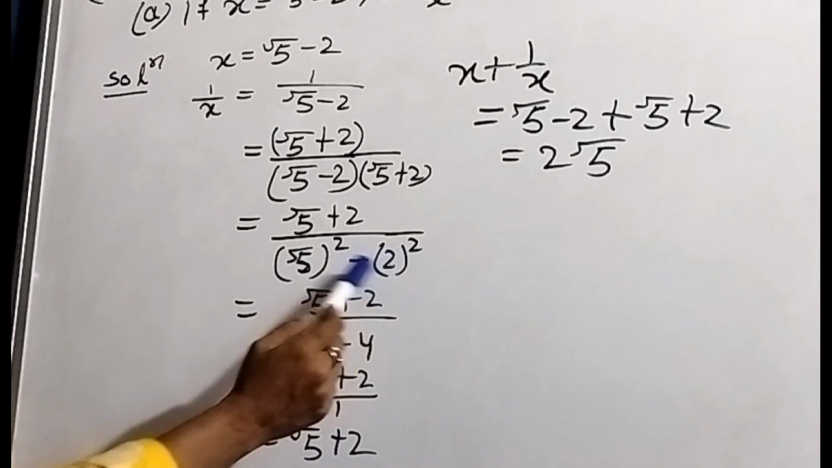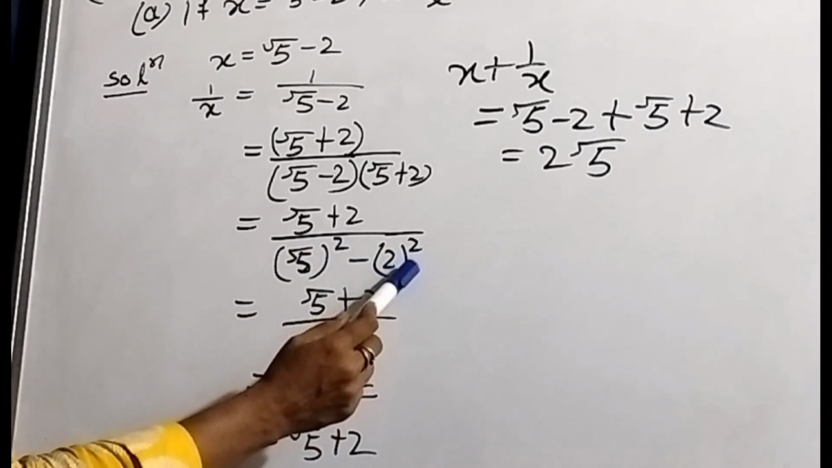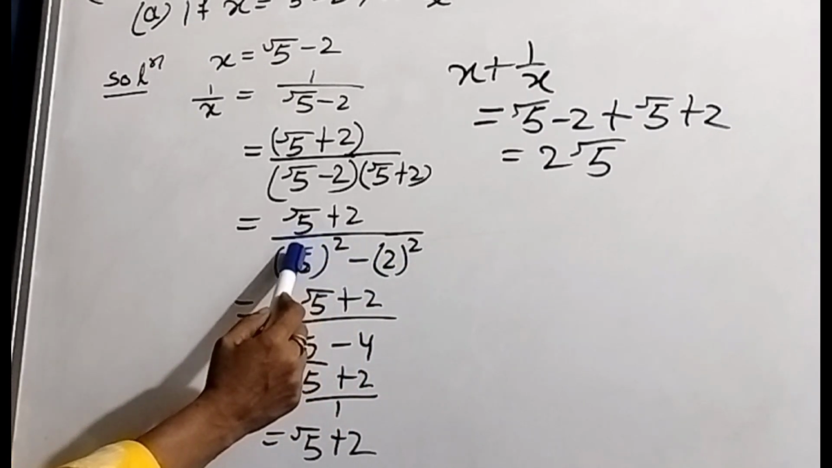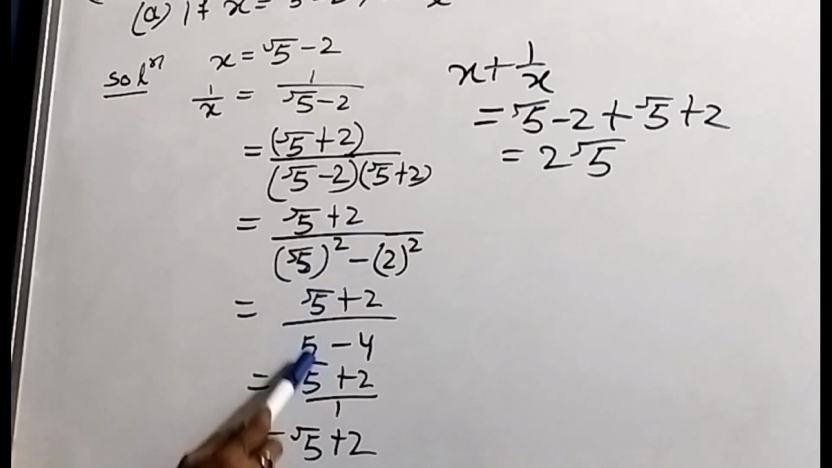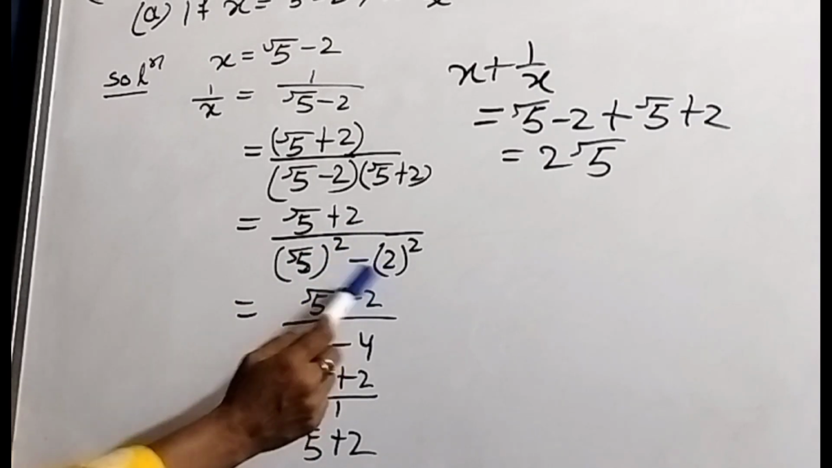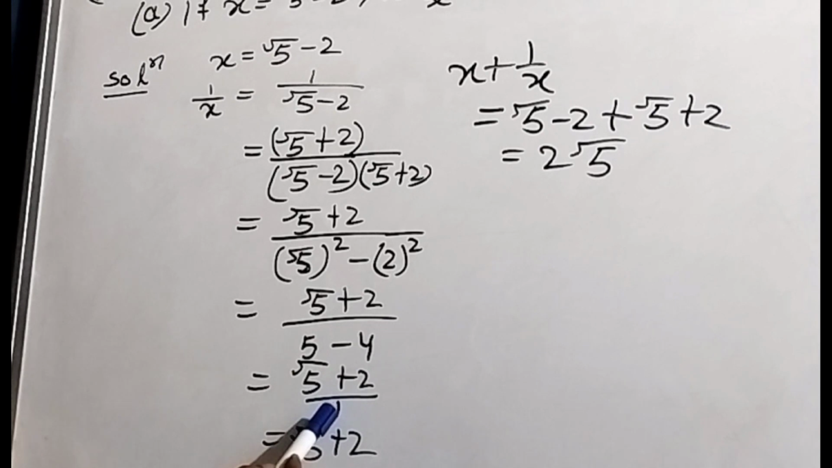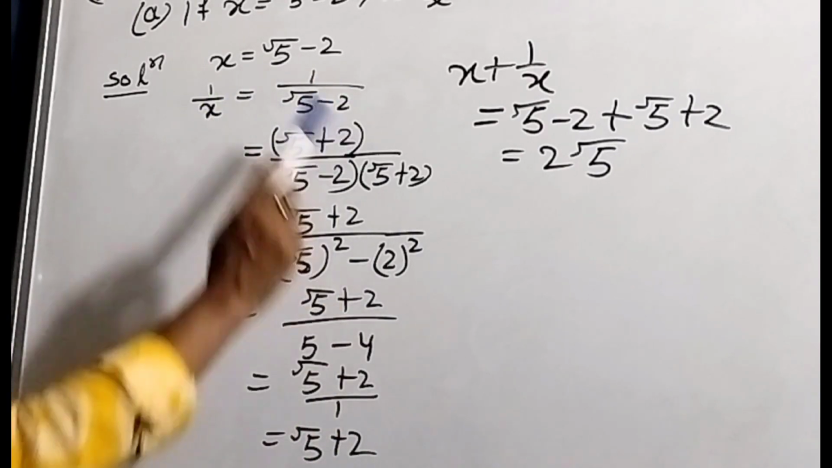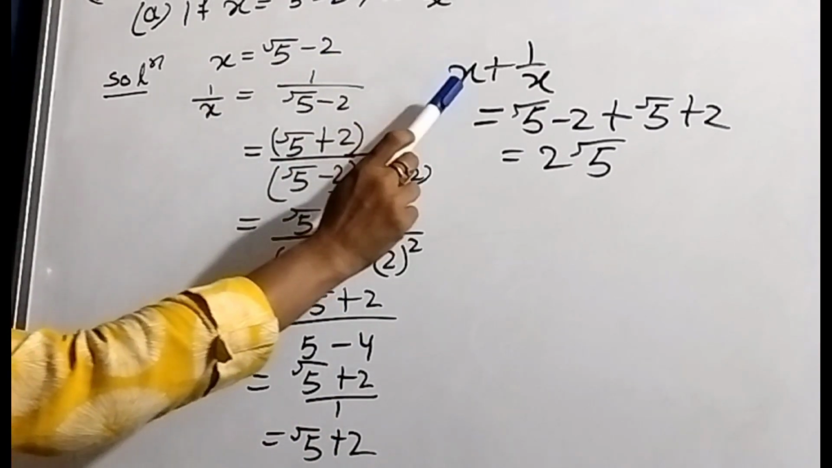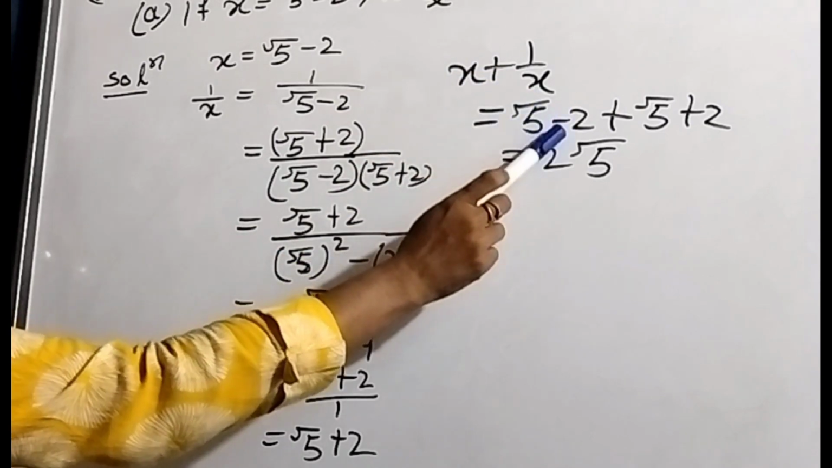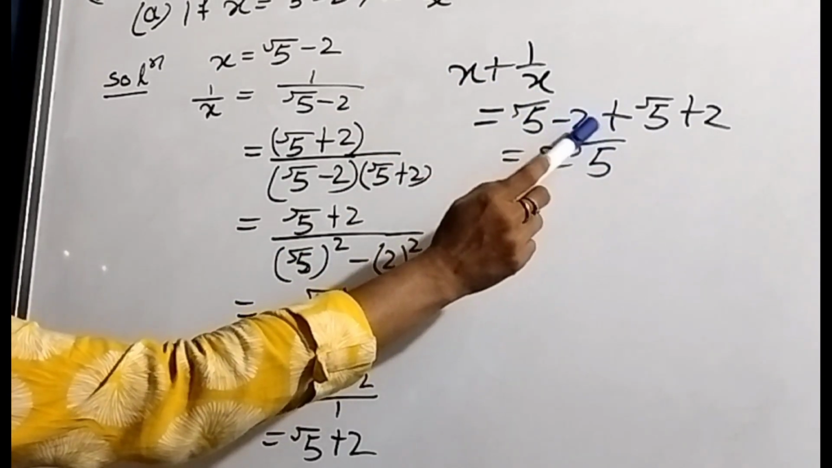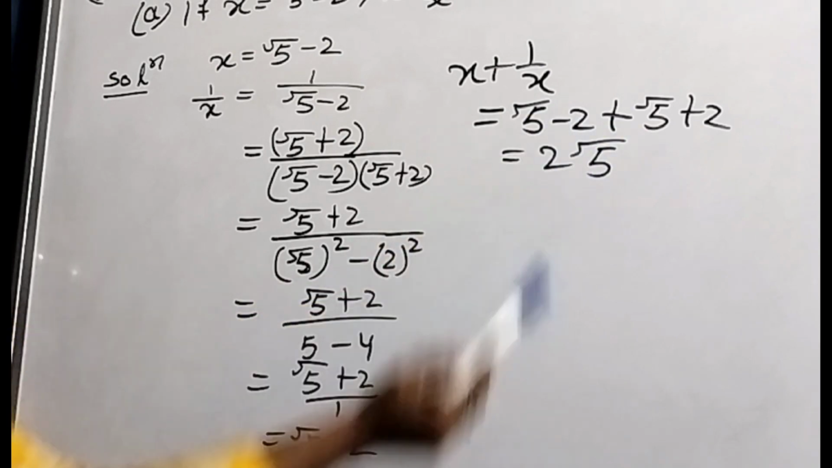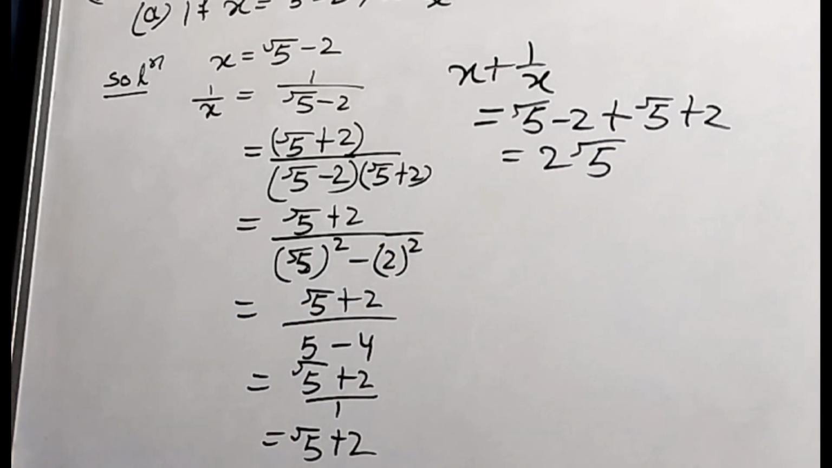A square minus b square means root 5 square minus 2 square. Root 5 square is your root over and square will be cancelled. That is only 5. So this is your 5 minus 4, that is 1. So denominator is rationalized. There is no root over in the denominator. Now 1 by x is root 5 plus 2 and x is root 5 minus 2. Now x plus 1 by x is root 5 minus 2 plus root 5 plus 2, that is minus 2 plus 2 cancel. So root 5 plus root 5 is 2 root 5.